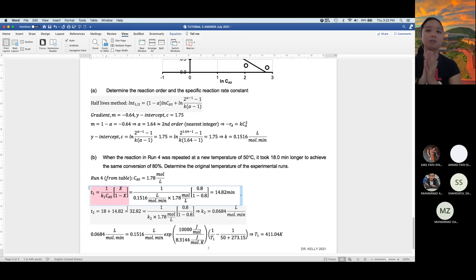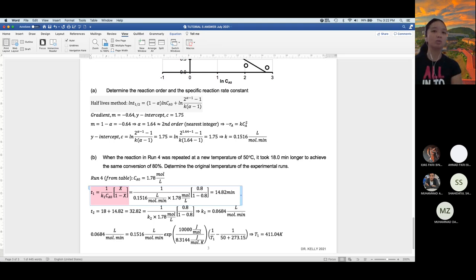Kan kita belajar dalam chapter 3, kat chapter 4 kita boleh cari reaction time untuk rate law yang berlainan menggunakan batch reactor. Okay, kalau reaction tu minus rA = kCA², reaction time tu adalah sama dengan equation dia. Kalau kamu confused, kamu tengok balik note chapter 4. Kalau rate law dia kCA², batch reactor, the reaction time is equal to 1 per kCA0, X per 1 minus X.